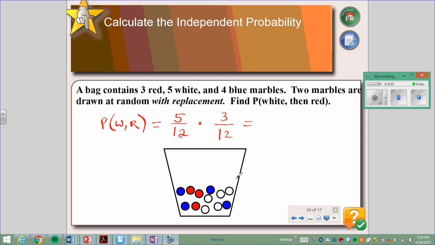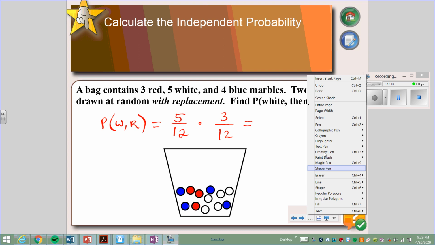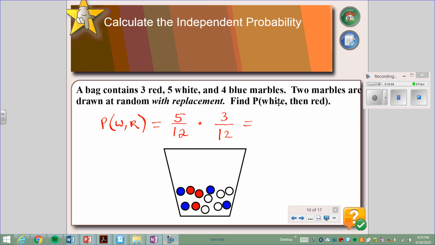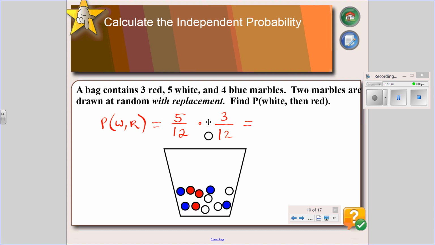Okay, let's check it. The probability first, when the bag has not been touched, of getting a white one pulled out should be 5 out of a total of 12. So we have 5 white marbles, 5 favorable outcomes out of 12. So I pull one out, and then I put it back in, I shake it back up. Now the probability of getting a red one still has a denominator of 12. Now there are 12 marbles back in the bag, and there are 3 favorable outcomes for the red one.